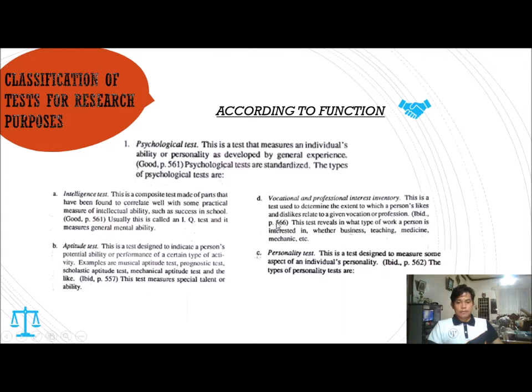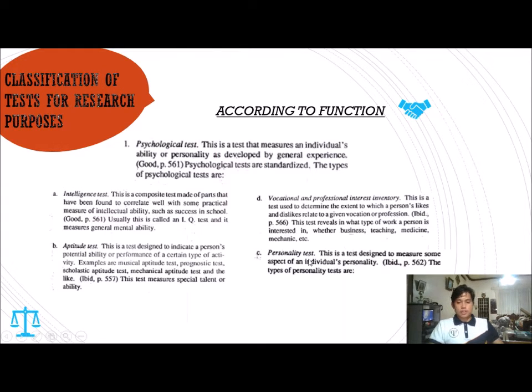Third is the vocational and professional interest inventory. These tests are given to those who want to know their preferred work, like business, teaching, medicine, and many more. These tests are given to the person to know what is the perfect fit for them.